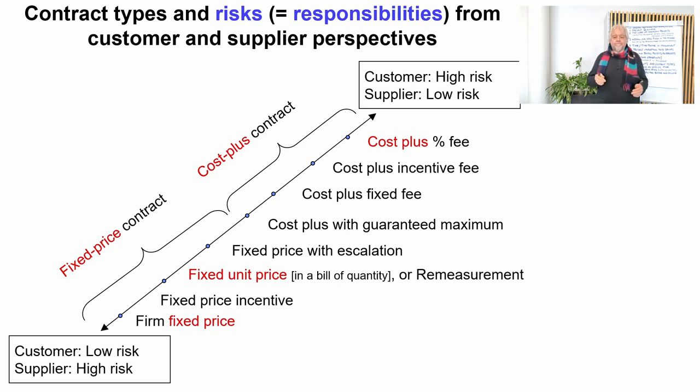Then fixed unit price, there in the red color in the middle of these two ends, means that the buyer and seller have agreed a certain fixed price on a completed unit of something. For example, on concrete foundations. So they can have agreed a fixed unit price per each cubic meter of installed foundations. And they are completed foundations.